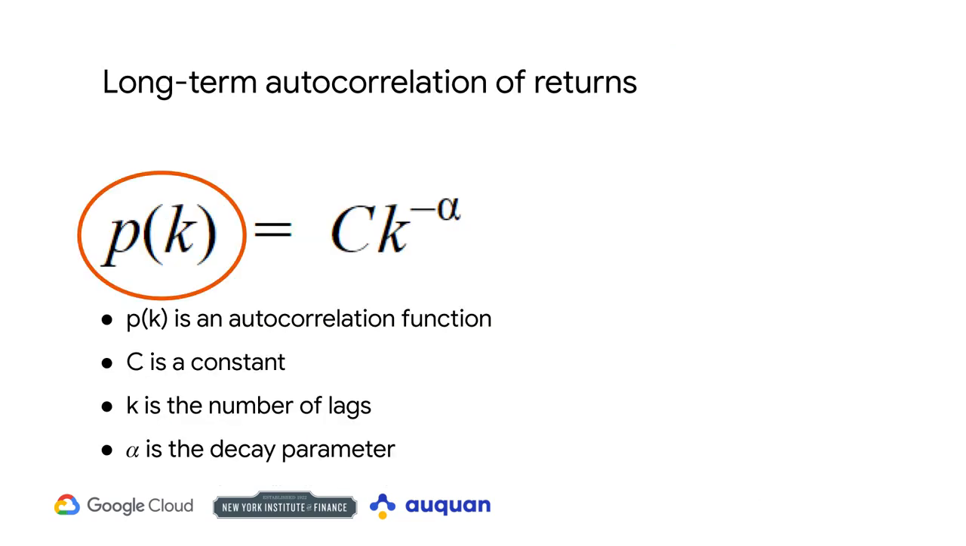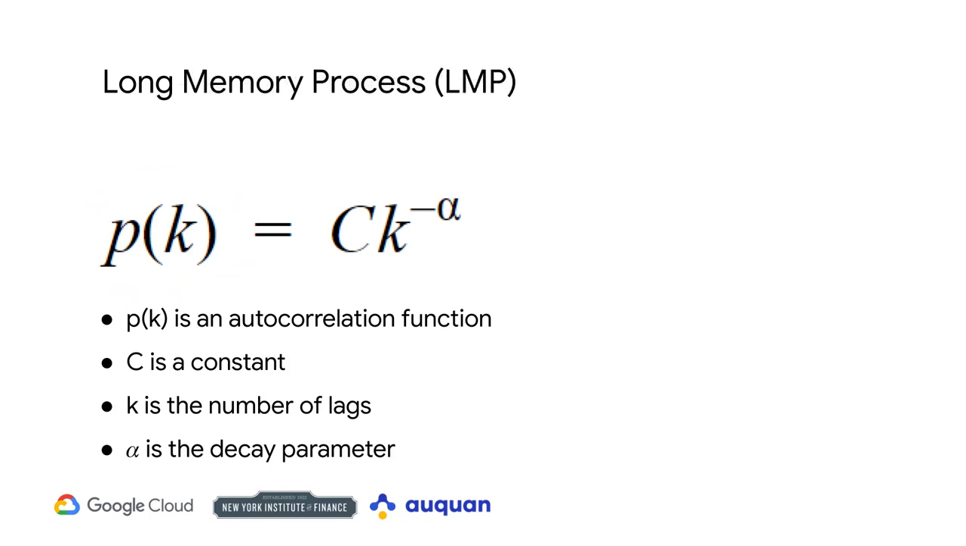Hurst exponents are also useful for detecting when a return series has a long-term memory. In the equation shown, P of k is an autocorrelation function of lag k, which measures the impact of the kth lag return on the current return. A long memory process is a process with a random component where a past event has a decaying effect on future events. The process has some memory of past events, which is forgotten as time moves forward.